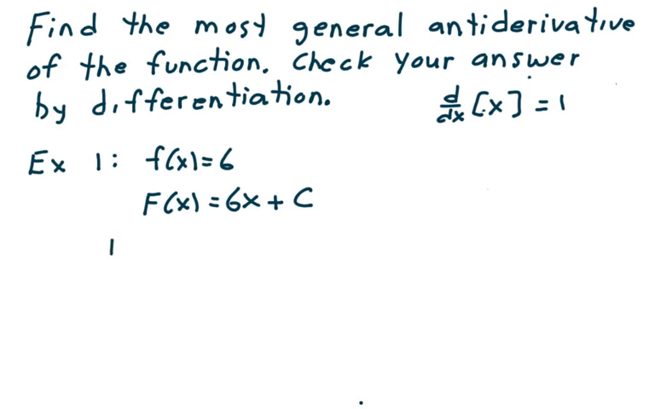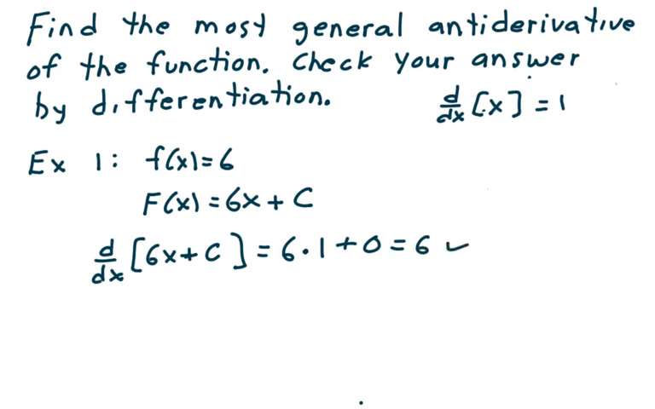And again, if I want to check this, if I take the derivative of 6x plus c, I get 6 times 1 plus 0, which is 6. So it checks out. You get exactly what you started with, and that's what you want.